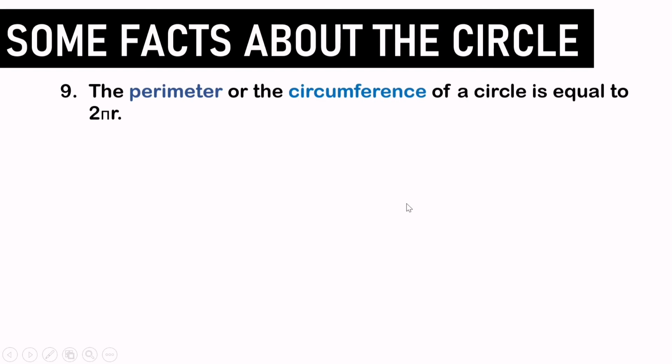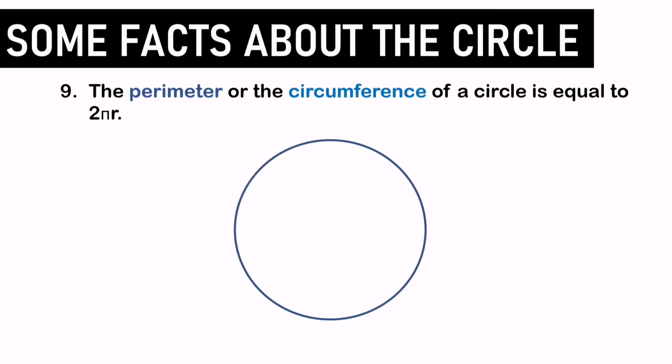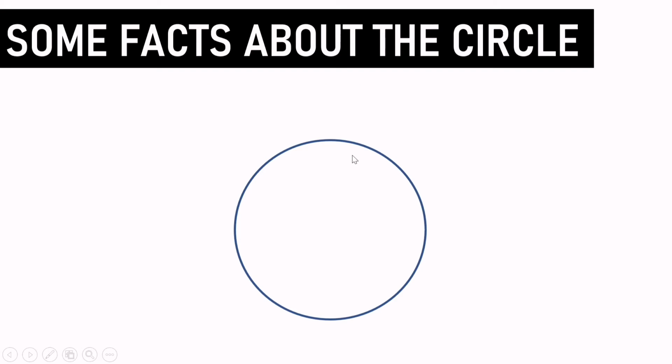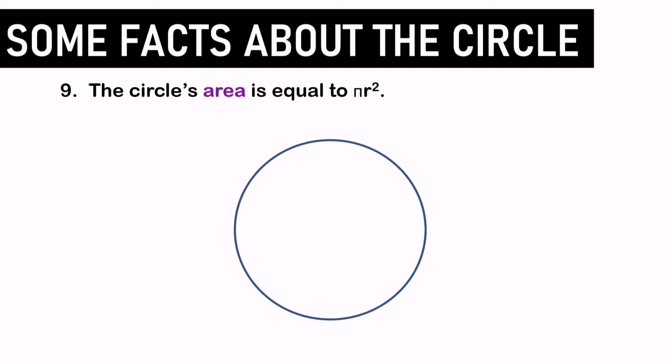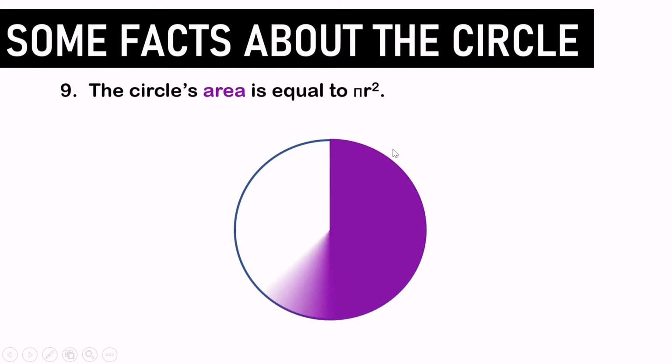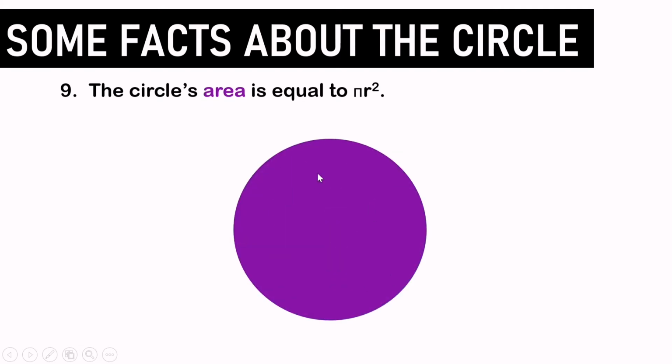Number 9, the perimeter or the circumference of a circle is equal to 2 pi r. So, the perimeter, the length around it, is called the circumference. Next is, the circle's area is equal to pi r squared. Okay, so the area of our circle is equal to pi r squared. So, that is the area of our circle.